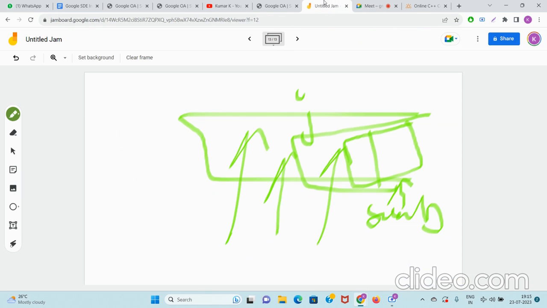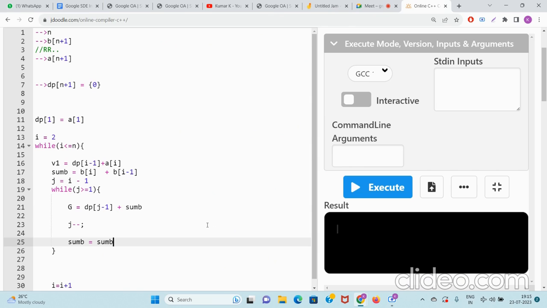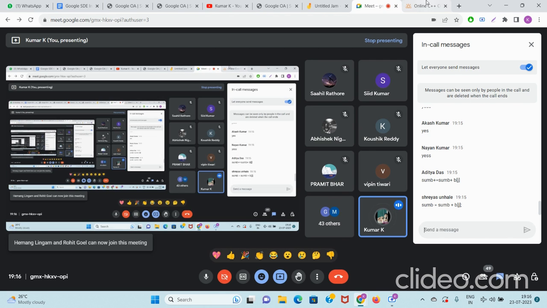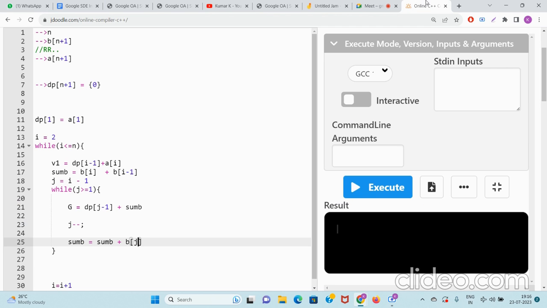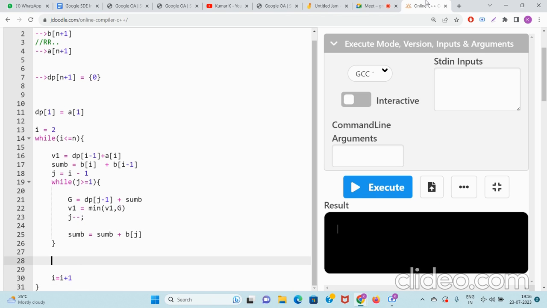So what will I write here? Tell me in chat. On line number 25, sum b equals sum b plus, quick guys, b of j. Correct. And whatever choices I am getting, I will compare them with the minimum v1. So v1 comma g, top g, and rotate, breathe air, sparkling water. So guys, this is done. Now v1 has the best answer. You took the first option too, and whatever other options are coming, you took the minimum for all of them. So dp of i is v1.